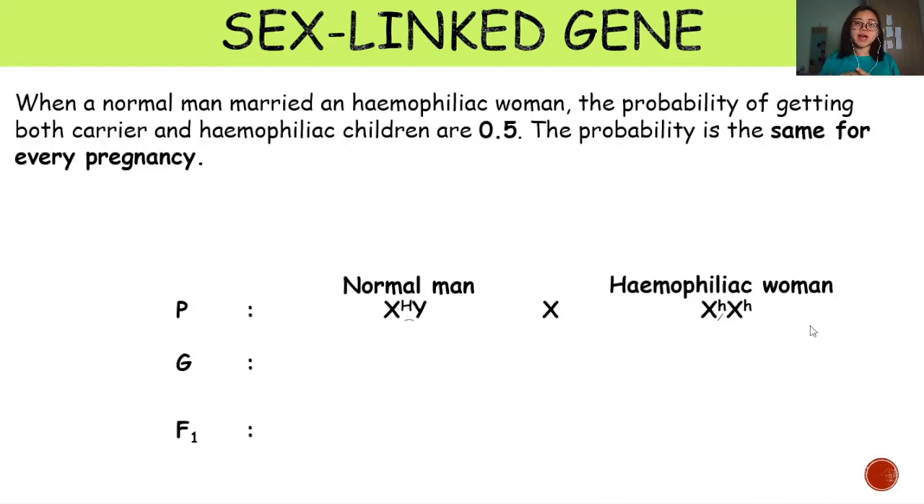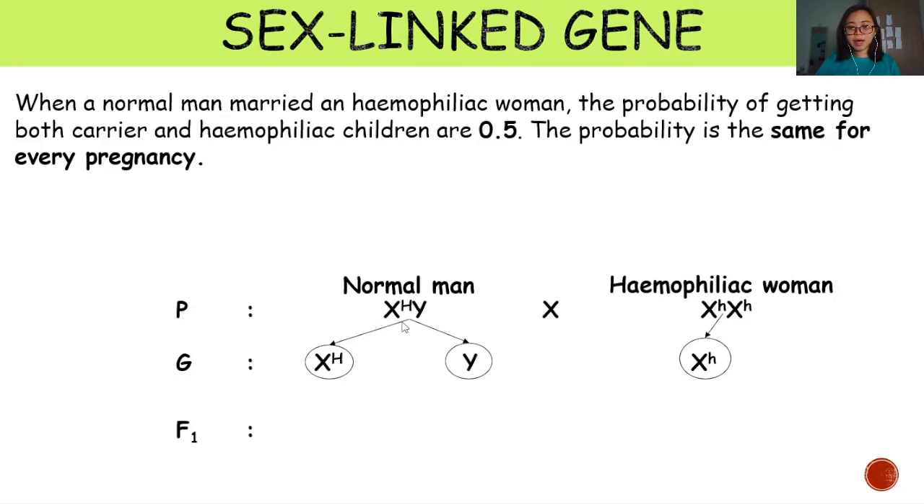So let's look at a cross between a normal man and a hemophiliac woman. Okay, kita tengok contoh kalau apa yang terjadi. Kalau lelaki yang normal dan sihat kawin dengan perempuan yang ada hemophilia. The probability of getting carrier and hemophiliac children are 0.5. And the probability is going to be the same for every pregnancy. Kenapa kita cakap kemungkinan untuk anak diorang menjadi carrier atau kemungkinan untuk anak diorang mendapat hemophilia adalah 0.5. Mari kita tengok. Let's try doing the genetic diagram.